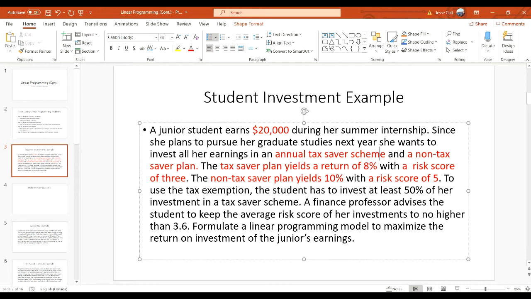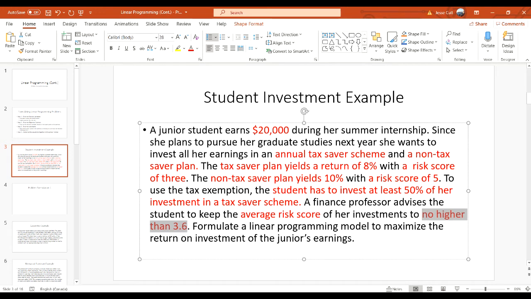To use the tax exemption, the student has to invest at least 50% of her investment in the tax saver scheme. A finance professor advises the student to keep the average risk score of her investments no higher than 3.6. So we've got our key information here.